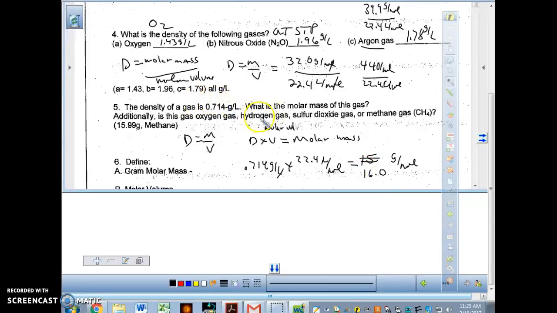So now you have to figure out which gas it would be. Oxygen is O2, hydrogen is H2, sulfur dioxide SO2, methane is CH4. So the molar mass of this is 32, 16 and 16. Molar mass of this is 1 and 1 is 2. Molar mass of this is 32 and another 32, that's 64. This is 12, 1, 1, 1, 1, that's 16. 16 matches 16, so this must have been methane.